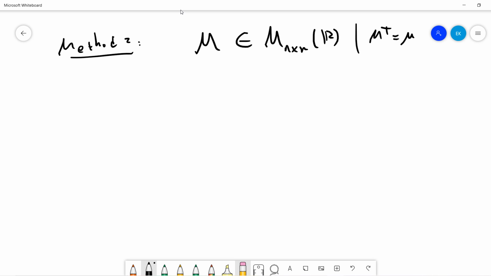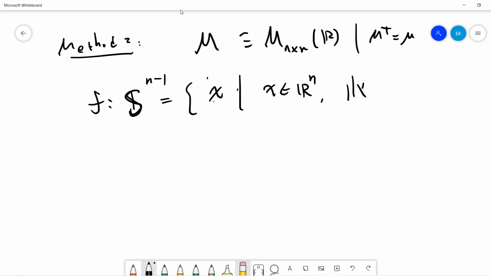Okay, and in this case it's easy to prove this because let's consider f. You just take the S^(n-1), which is an (n-1)-sphere. So for any vector in R^n such that its length is 1, you just take the set of the unit sphere, which is x, where x belongs to R^n and the norm of x is 1. Okay.